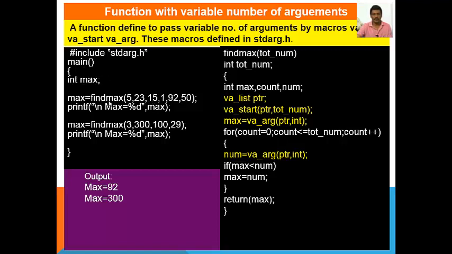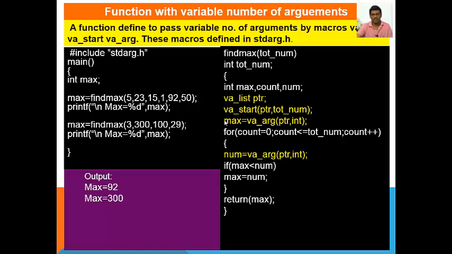So like findmax, it passes 6 arguments here, and here it passes only 4 arguments. These 3 macros are defined in the stdarg.h header, so we must include that header file. In main, int max is an integer variable. Then max equal to findmax, the function name, and these are all the arguments: 5, 23, 15. We just call the function by value.